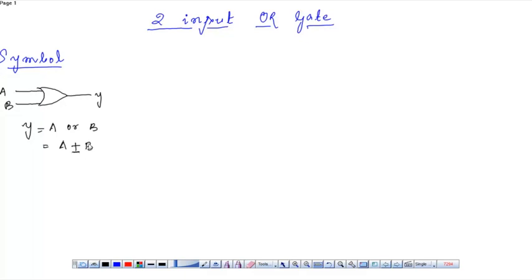Now since this is the plus operator, the NMOS will be in parallel, and the PMOS will be in series. The NMOS will be in parallel and the PMOS will be in series.